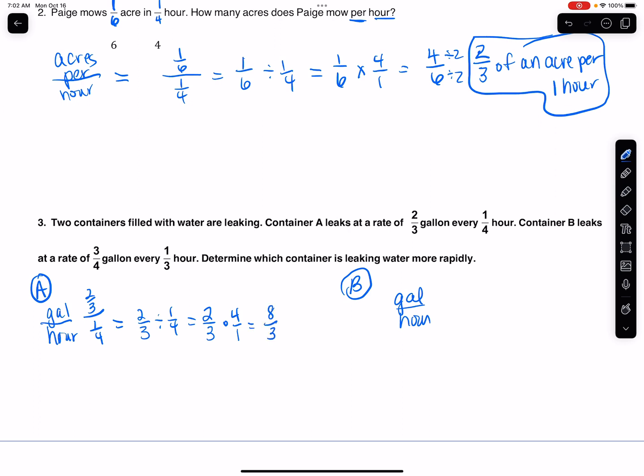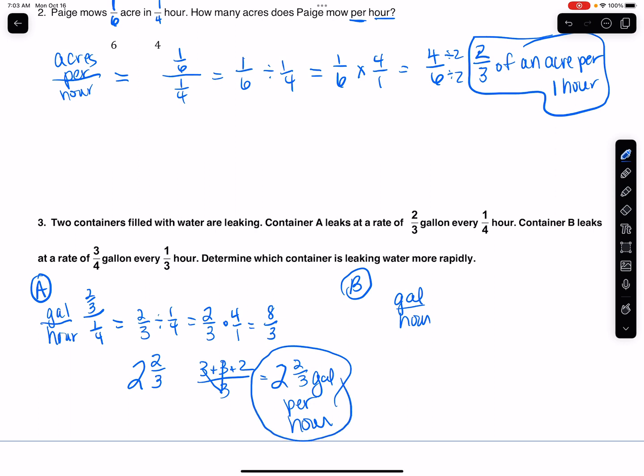That is an improper fraction or a mixed number. So I am going to think, how many 3s are in 8? Well, there are 2 3s in 8 with a leftover, I think. Yep. Because it's 3 plus 3 plus 2 all over 3. So this makes 1, that makes 1, and I'm left with 2 2/3. So 2 2/3 gallons per hour. So there is 1.